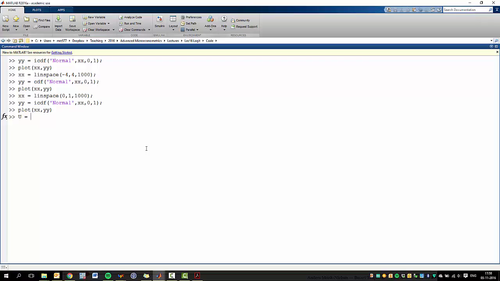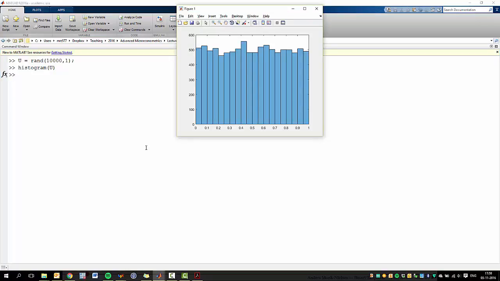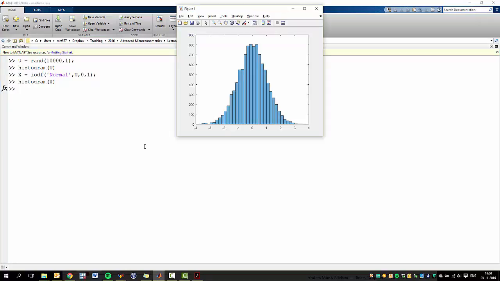So let's again draw some uniform numbers. Let's take 10,000 uniforms and look at them again. This is what they look like. Good. Now let's create X by taking the inverse CDF of the normal distribution, evaluating it at all the U's, with 0 mean and unit variance, and let's look at the histogram of X, and here we go. It gives a beautiful normal distribution.